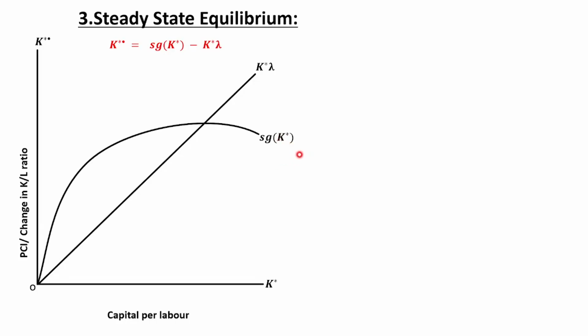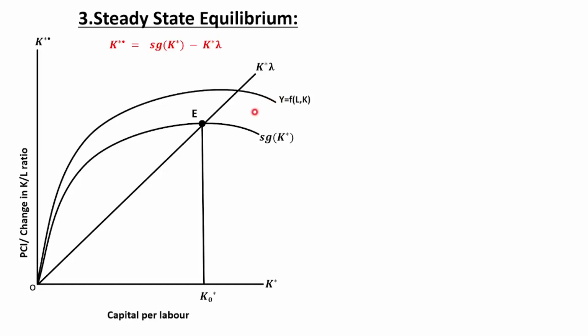This is the saving amount of an economy, where we know that saving equals investment. That's why we call it the actual investment amount. When these two lines intersect, we get the point E. Here the point E is called the steady state equilibrium. At the point E we have this much capital labor ratio.